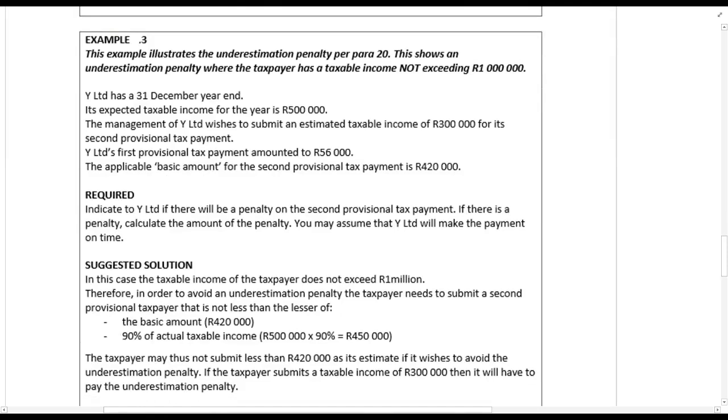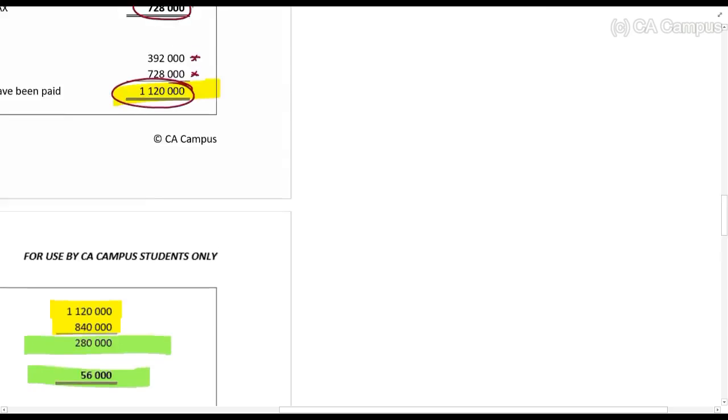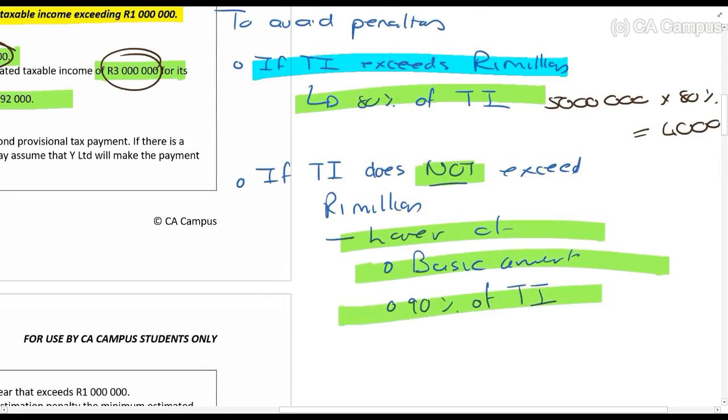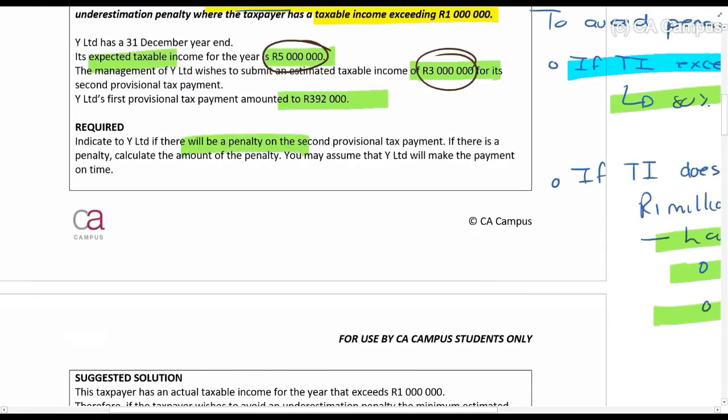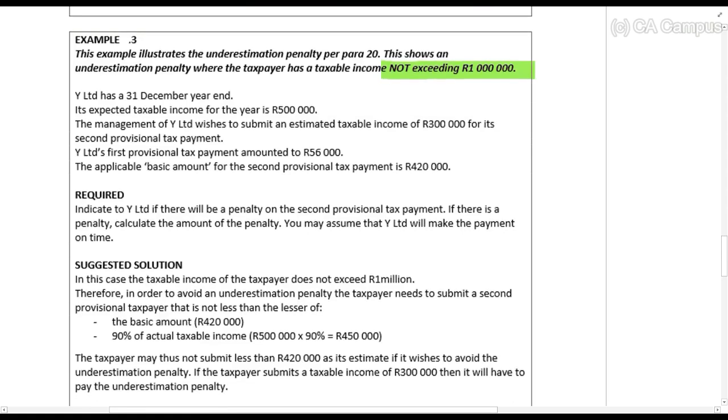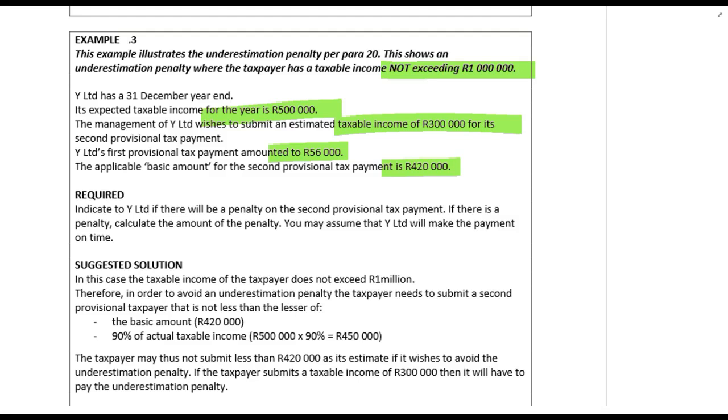Example 3 shows us now where a person has income that does not exceed R1 million. So if your income does not exceed R1 million, you need to calculate it on the lower of the basic amount or 90% of taxable income if you want to avoid penalties. Okay, so taxable income is 500,000. They want to submit 300,000. Their first provisional tax payment was 56, and the basic amount is 420,000. So I give you the basic amount. So now I'll ask you, what is the penalty that I have to pay?